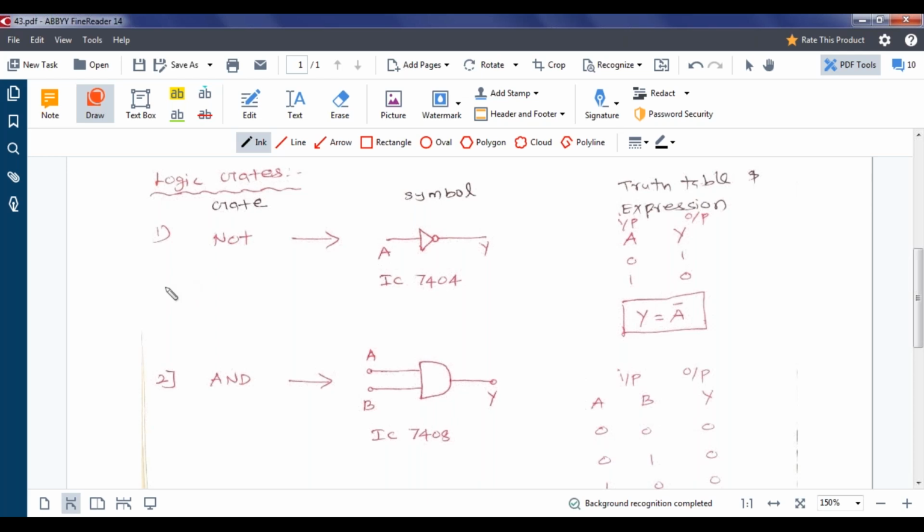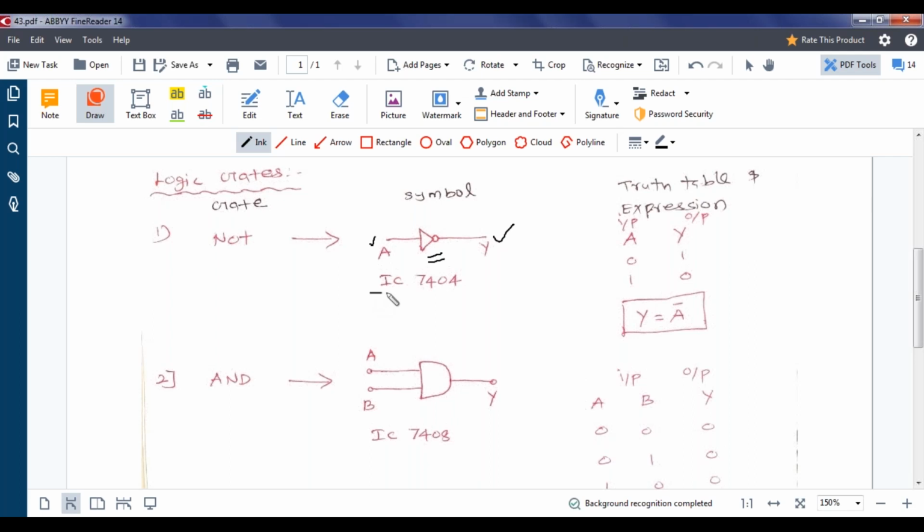Take down the first one. If possible, take down the running notes, otherwise just listen. I will post this document in the classroom. First gate, the NOT gate. So this is the symbol. Here capital A is the input and capital Y is the output. This is the symbol of the logic gate.